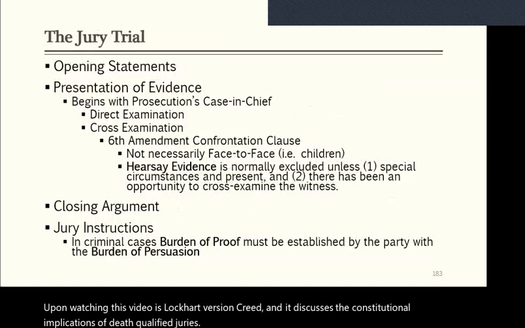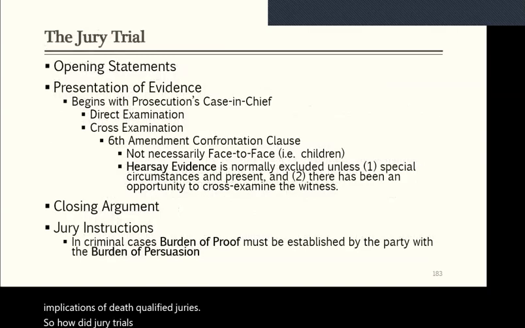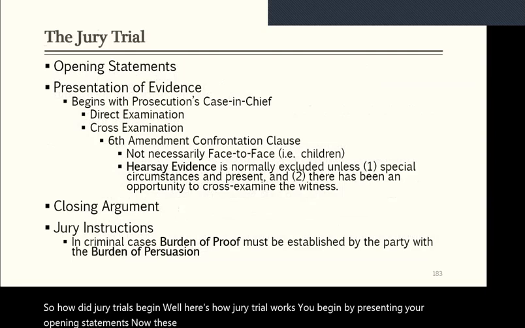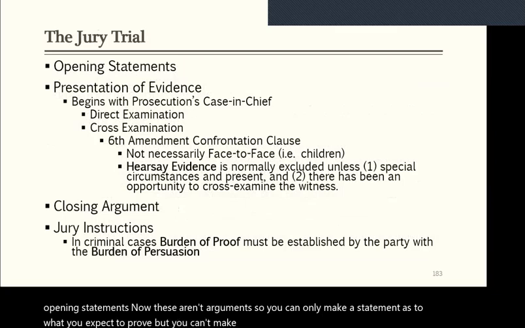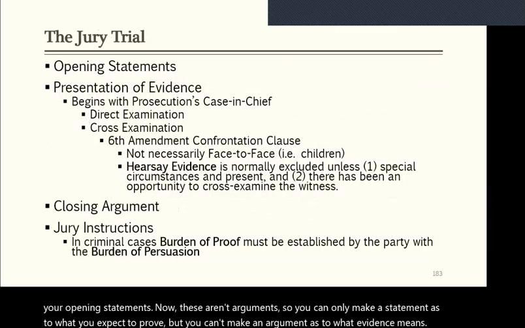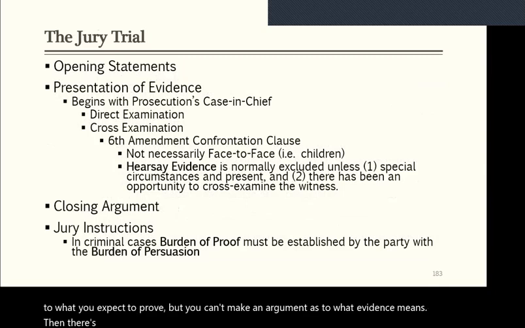So how do jury trials begin? Well, here's how a jury trial works. You begin by presenting your opening statements. Now, these aren't arguments, so you can only make a statement as to what you expect to prove, but you can't make an argument as to what evidence means. Then there's the presentation of evidence. So this begins with the prosecution's case in chief.